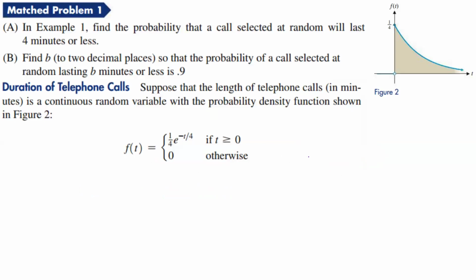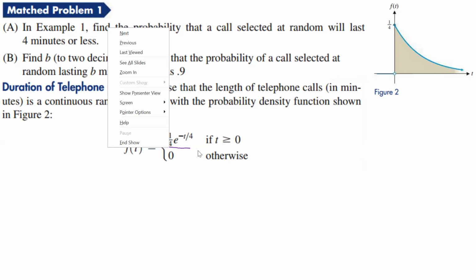So our first problem, example one: find the probability that a call selected at random will last 4 minutes or less, and then find b to 2 decimal places, where the probability of a call selected at random lasting b minutes or less is 0.9. All right, so what we need to do is first plug in our variables on part A. We're going from 4 down to 0, basically. So we're going to use this part of the function, okay?